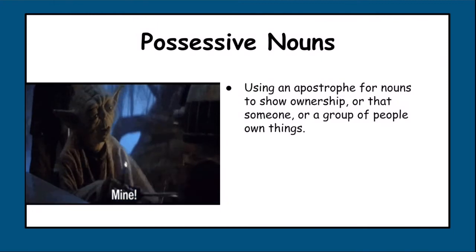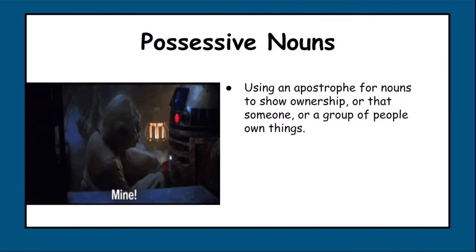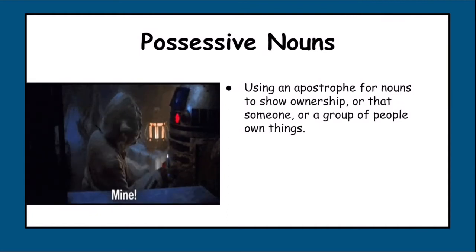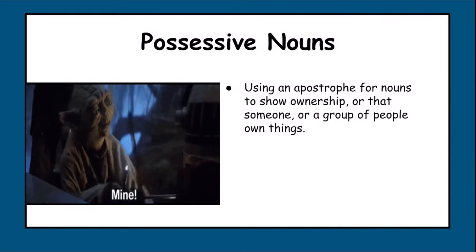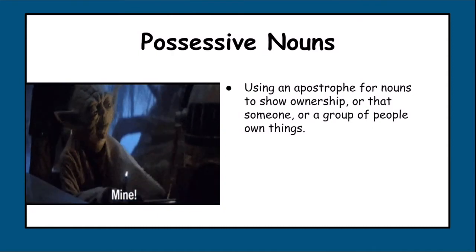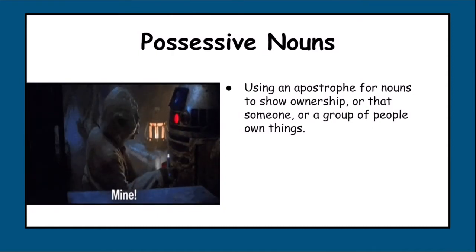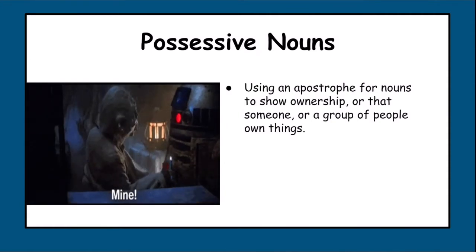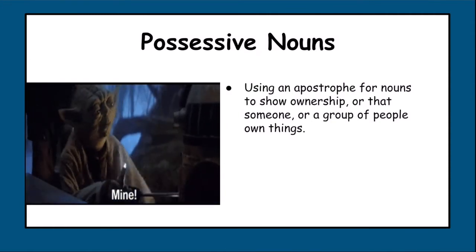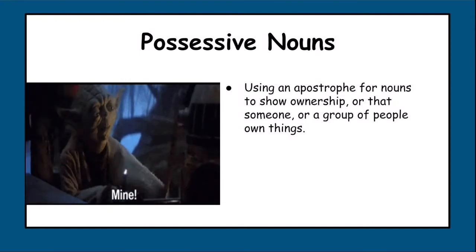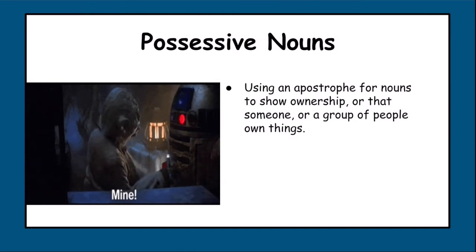Next, we have possessive nouns. And some of you might already know or remember what these are. But these are when we're using an apostrophe to show ownership, to show that someone or something owns something. For example, you see this picture and Yoda is saying to R2-D2 that that stick is his. So that is Yoda's stick, Yoda apostrophe S. It is his stick.